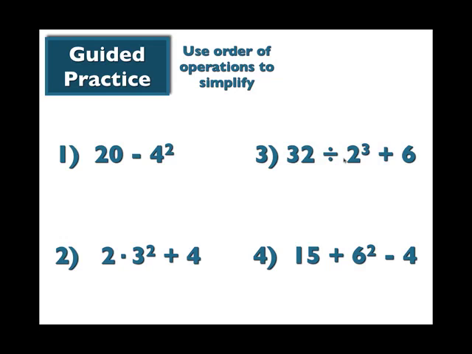And finally, the last problem. 15 plus 6 squared minus 4. 6 squared is 36. We do addition and subtraction from left to right. 15 and 36 make 51. Take away 4 is 47. Number 4, the correct answer is 47.